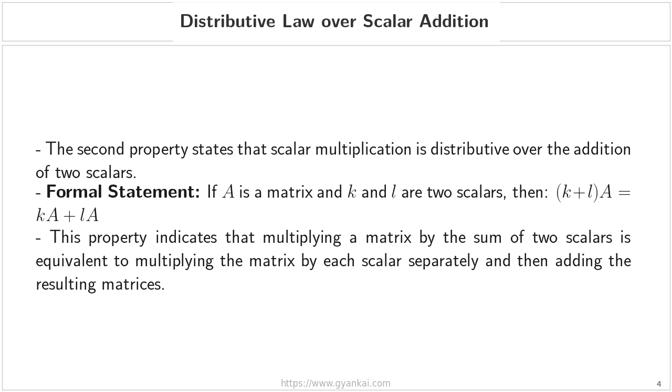In simpler terms, this property indicates that multiplying a matrix by the sum of two scalars is equivalent to multiplying the matrix by each scalar separately, and then adding those two resulting matrices together. To see exactly how this works in practice, let's move to the next slide, where we will walk through a step-by-step numerical example.